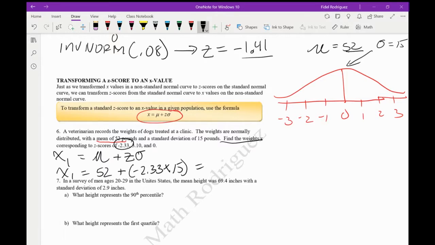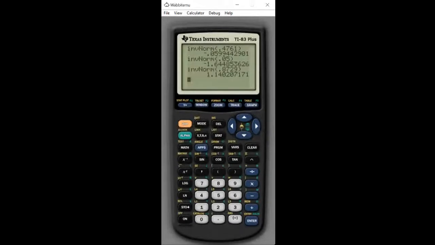I'm just going to do this on my calculator, guys, and type this in exactly as I see it. Just to give you a heads up, let me show you what I mean. I'm going to clear this out. So we had the number 52 plus a negative 2.33 times 15. That's how we wrote it out. I hit enter, and I'm coming up with 17.05. So there's my first value.